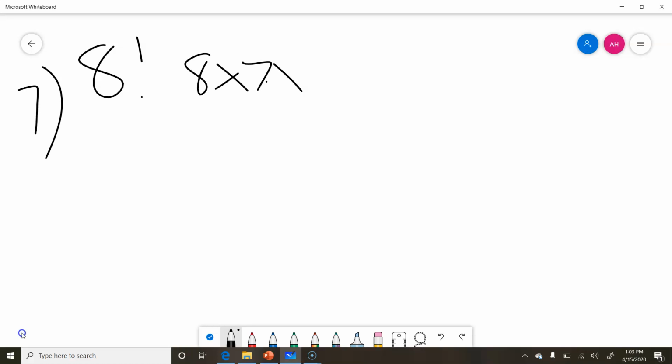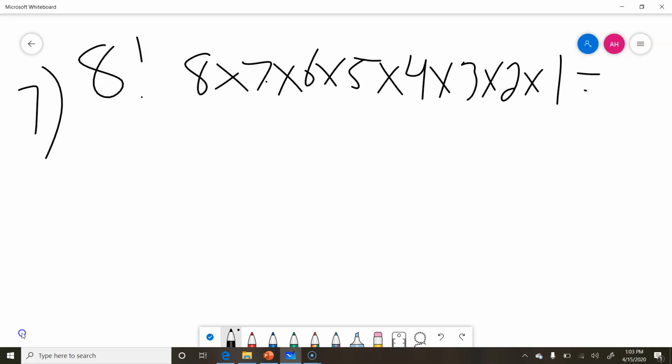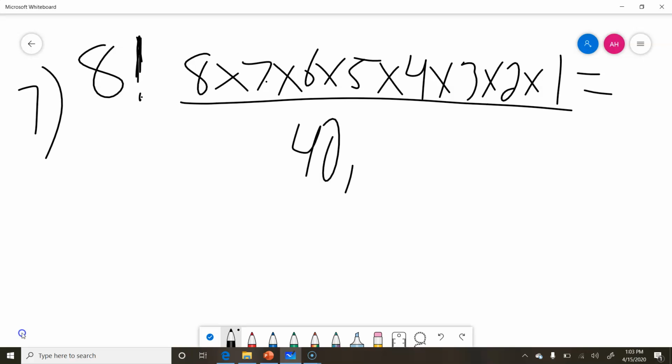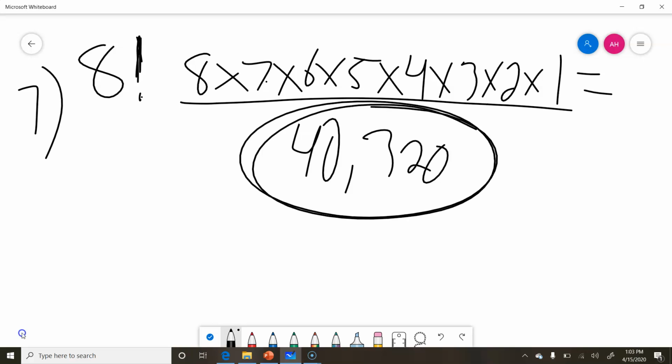Now, the next section here is factorial. The first one is 8 factorial. If you want to do this with me, this is number 7. Remember, 8 factorial is 8 times 7 times 6 times 5 times 4 times 3 times 2 times 1. That's what the factorial sign means. We punch all that in our calculator, and we get 40,320. So there's our final answer. You're going to do the same thing on numbers 8 and 9 on your own calculators and find the answers.